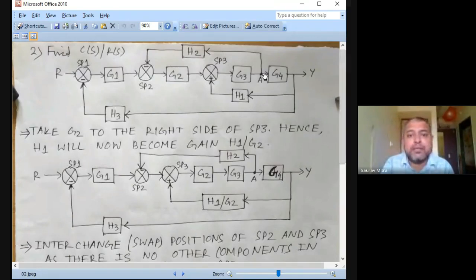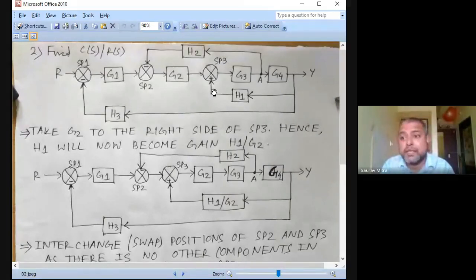Yesterday we had done this numerical, we had shifted this point after G4 and we called this H2 as H2 by G4. If you see the whole numerical, there are three summing points, SP1, SP2 and SP3. So observations, first you have to understand what the observations are. SP1 and SP2 are negative feedback, but SP3 is positive feedback. So there is one positive feedback.